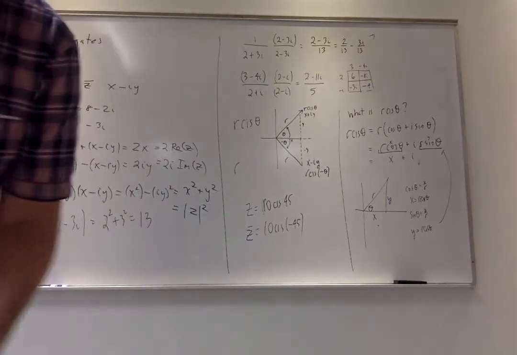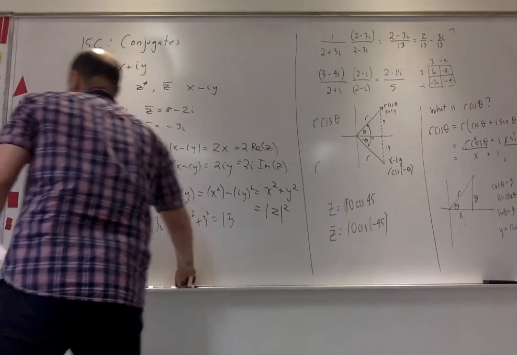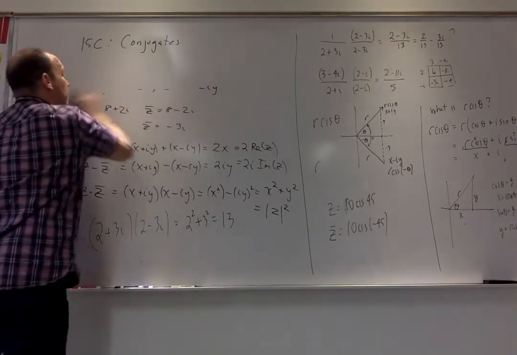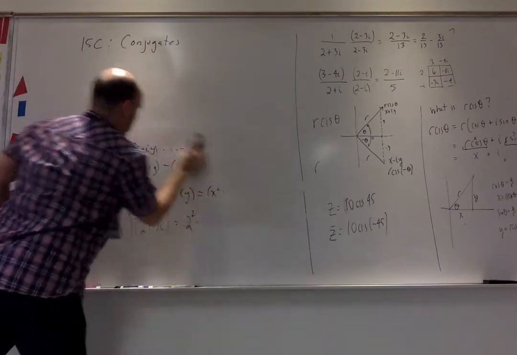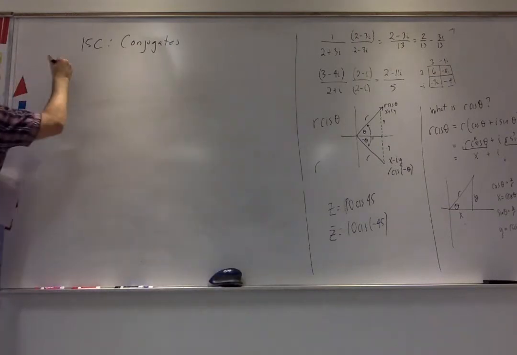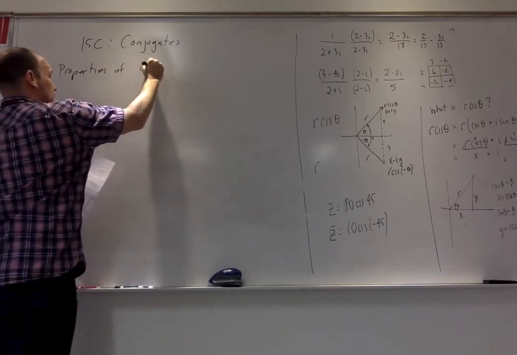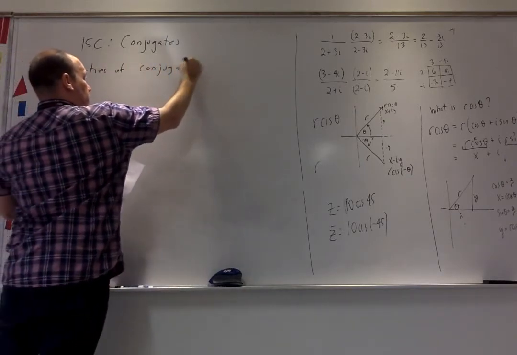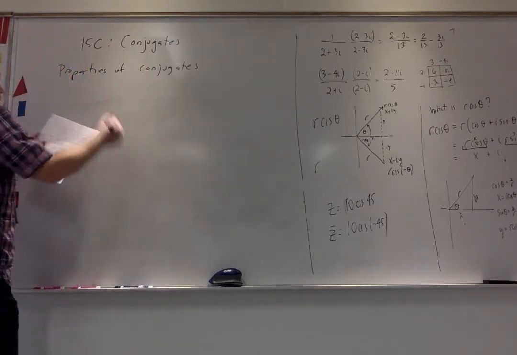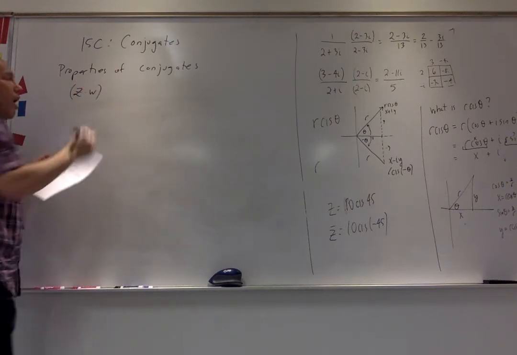Let's continue. And then there's just some basic exercises. Let me get the eraser. Some properties of conjugates we're going to need. Properties of conjugates. The first one, the one in the book, is a really cool one. Let's say that Z and W are complex numbers.